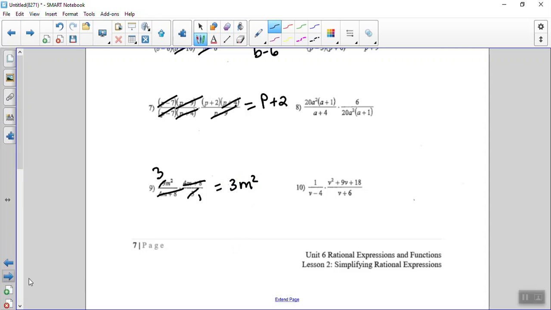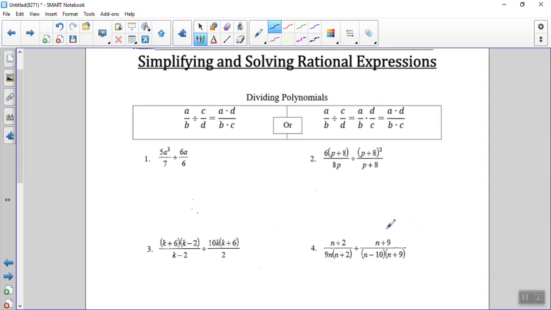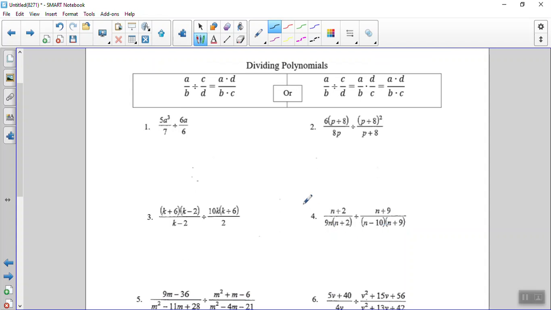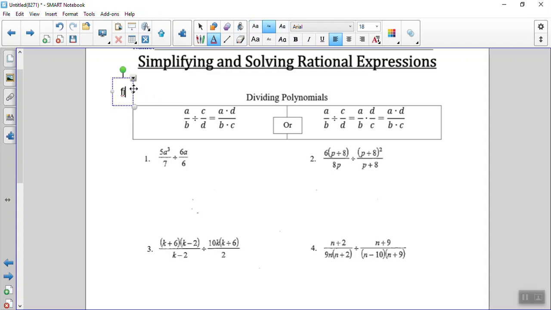Alright, in the next lesson, I'm going to show you how to divide polynomials, or divide rational expressions. When we're dividing rational expressions, we like to first turn it into a multiplication problem.